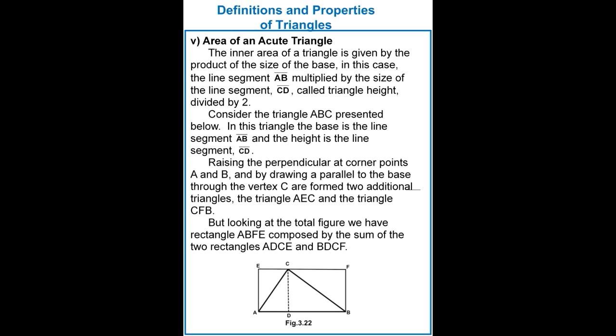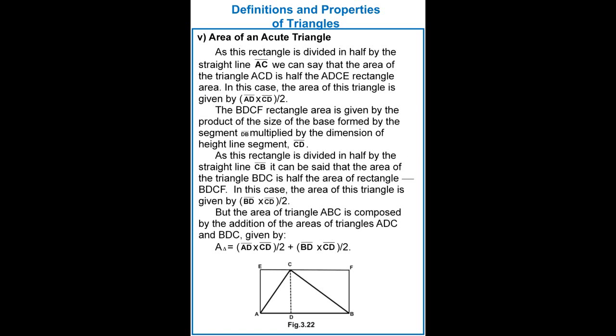But when looking at the total of the figure, we observe a total rectangle ABEF, composed of the sum of the two rectangles ADCE and BDCF. The area of the rectangle ADCE is given by the product of the dimension of the base formed by the segment AD multiplied by the dimension of the segment of the line of the height CD. The demonstration of the calculation of the area of the acute triangle continues on this slide.